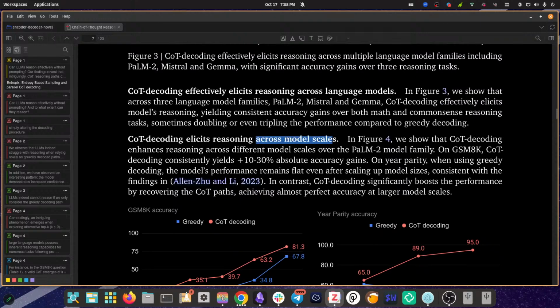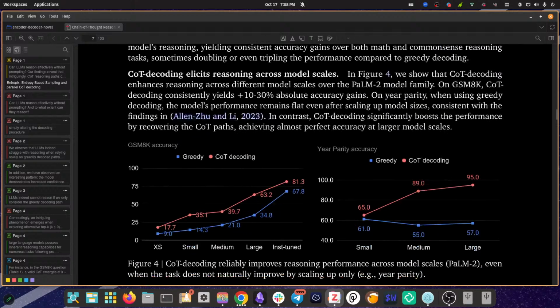And it seems to scale apparently, which is good. Parity significantly boosts the performance by recovering the COT paths.